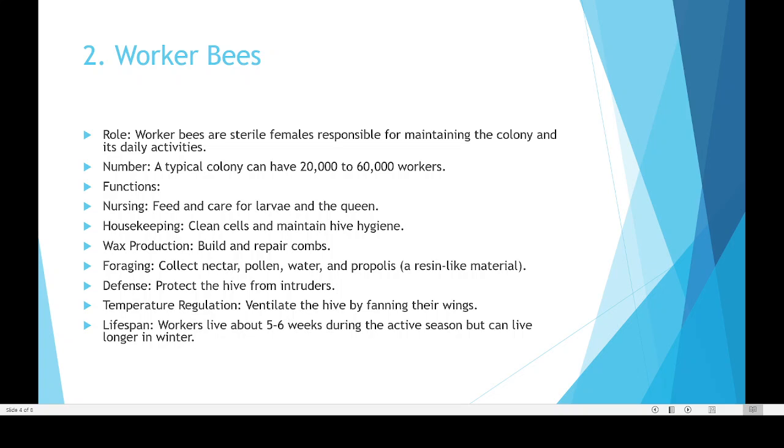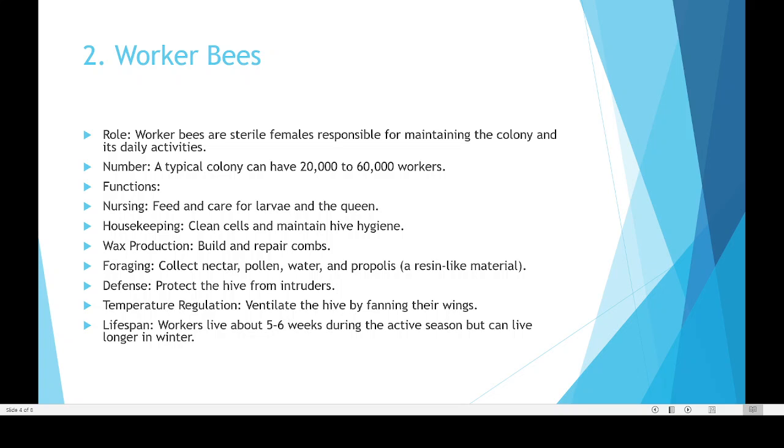Then coming to temperature regulation, there are 20,000 to 60,000 bees in the colony. When they beat their wings, that produces a warm current inside the colony, so they are able to maintain the temperature at a particular level. If the temperature is too high, they try to cool it. If the temperature is too low, they try to increase it by more movement. This is how they regulate the temperature of the honeybee colony.